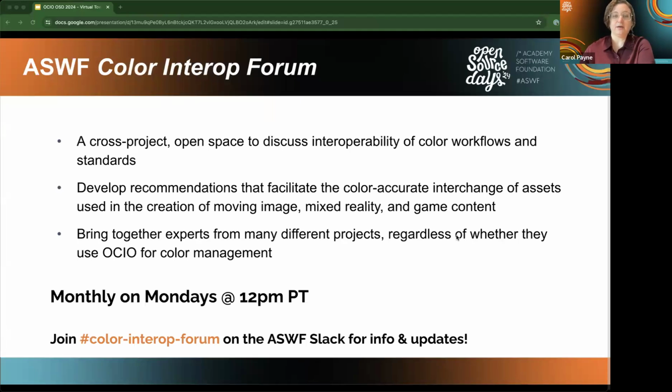We meet monthly on Mondays, again one of those Monday slots, at 12 p.m. Pacific. We have our own Slack channel on the ASWF Slack. It's Color Interop Forum, and it is on the ASWF Slack on purpose because this initiative and this forum is cross-project. It is not a requirement that you use OCIO or know OCIO in order to participate in this forum.